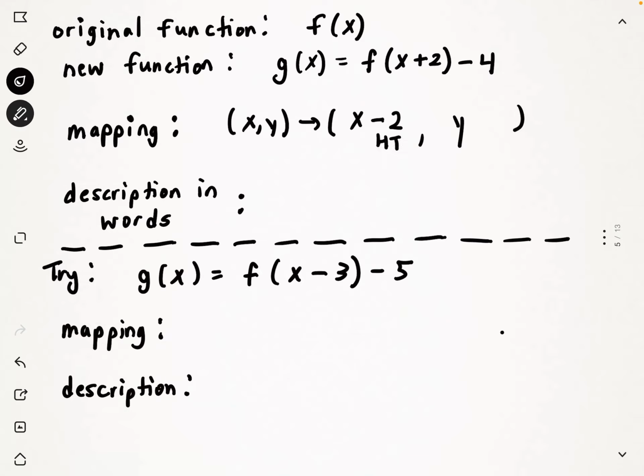And then notice the number at the very end, the minus 4, we do not change that. So we keep it as a minus 4 in the mapping notation, and that is the vertical translation.